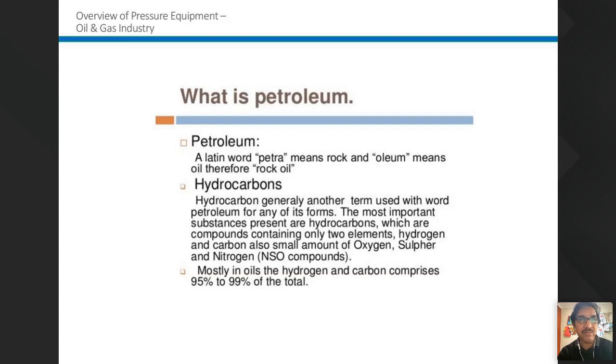Petroleum can be in gas form or in oil form. The generic term used is hydrocarbon. Why is it called hydrocarbon? We all know living matter is made up of four major elements: hydrogen, carbon, nitrogen, and oxygen. They make up 96% of it, and the rest is calcium, potassium, phosphorus, water, and small elements, which make up the remaining 4%.